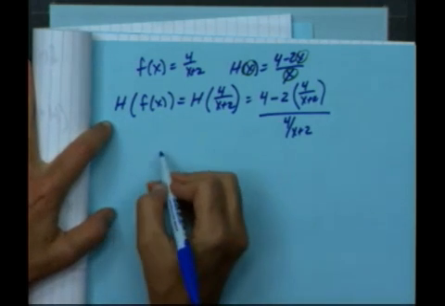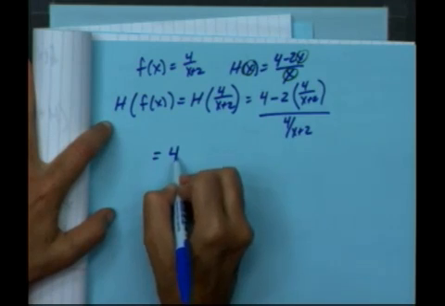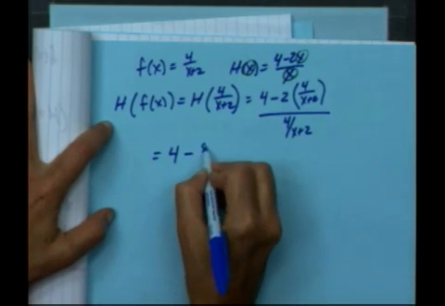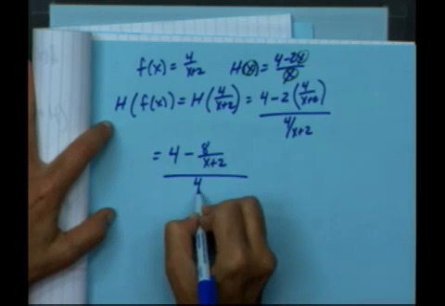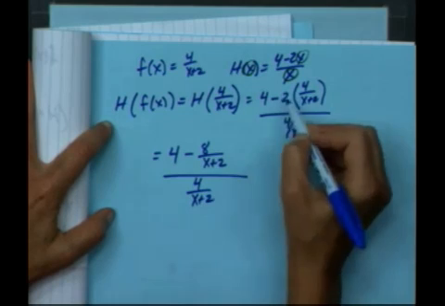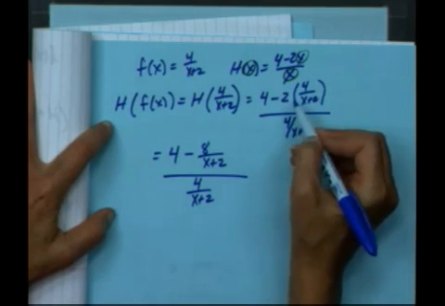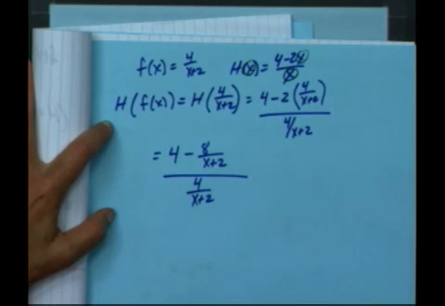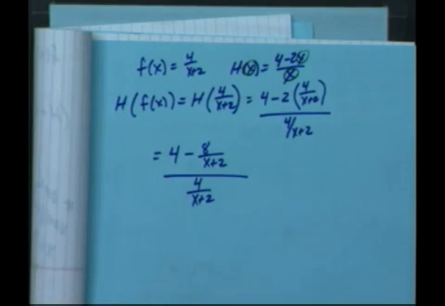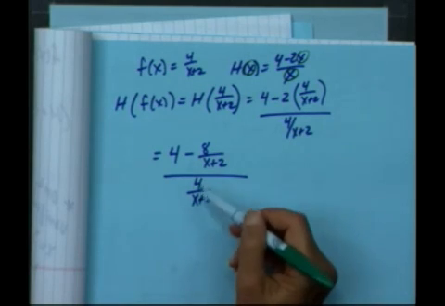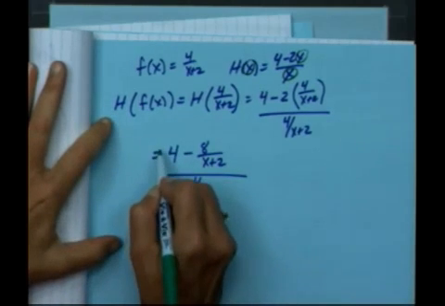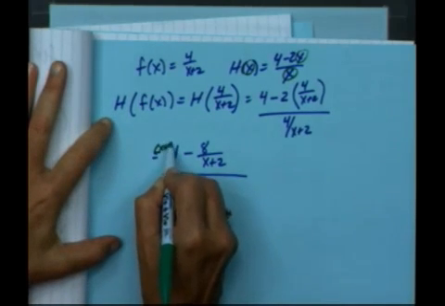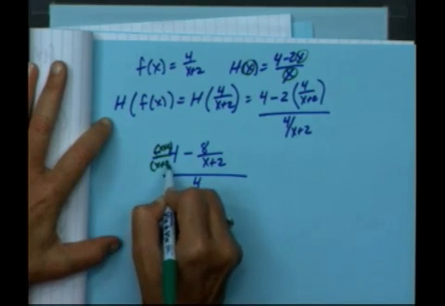All right, let's see what we have here. So we have 4 minus 8 over x plus 2 divided by 4 over x plus 2. Negative 2 times 4, negative 8. Okay, what kind of fraction is this called again? Complex. So we need to get a common denominator up here. X plus 2 over x plus 2.